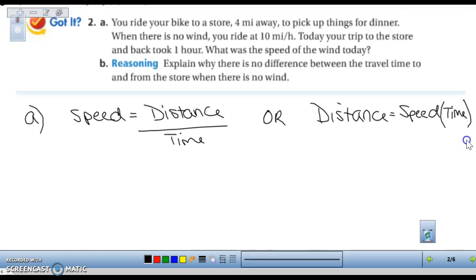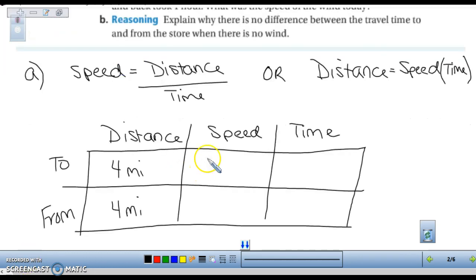So we need to come up with an equation, and we're going to make a table for distance, speed, and time. So I made our table. We have distance, speed, and time to the store and from the store. The distance doesn't change. The store and your house are always 4 miles apart, so the distance is 4 miles on both. We don't know which one added to our speed. So let's say our speed is normally 10 miles per hour.